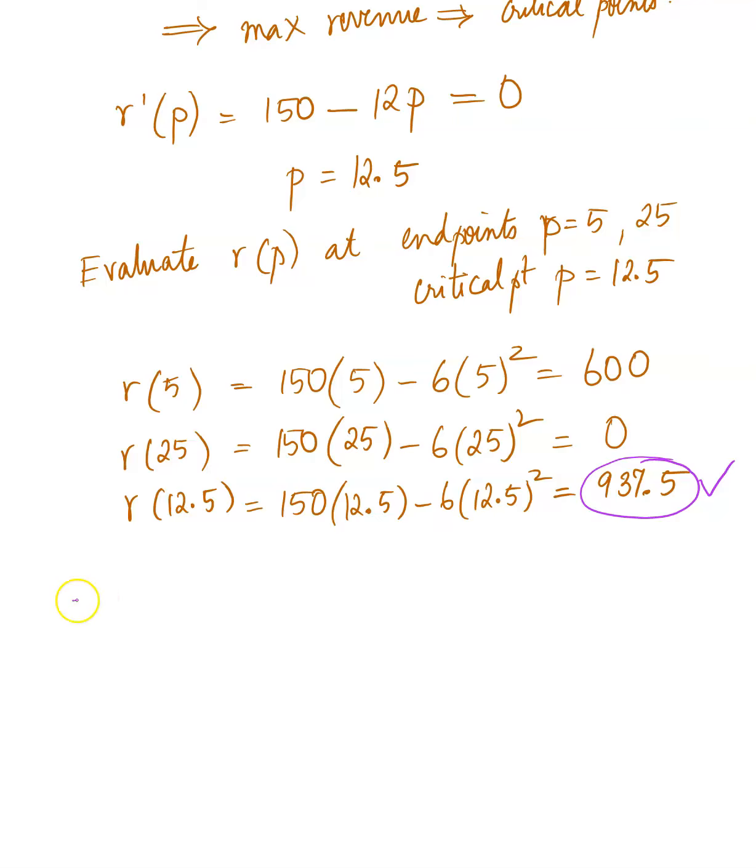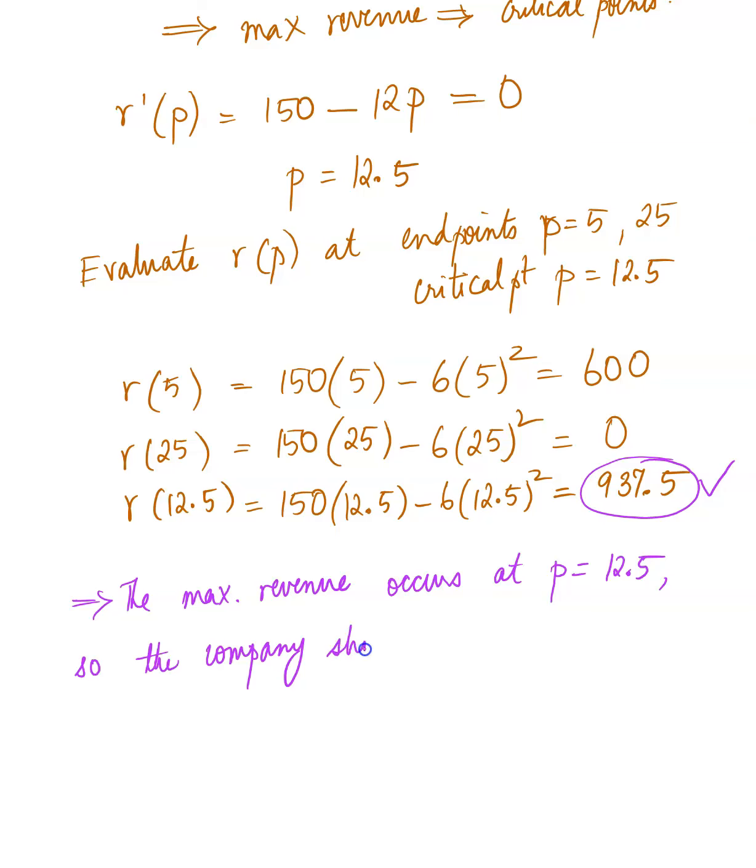So we can come back and say this implies the maximum revenue occurs at P equals 12.5. So the company should charge $12.50 per day to maximize revenue.